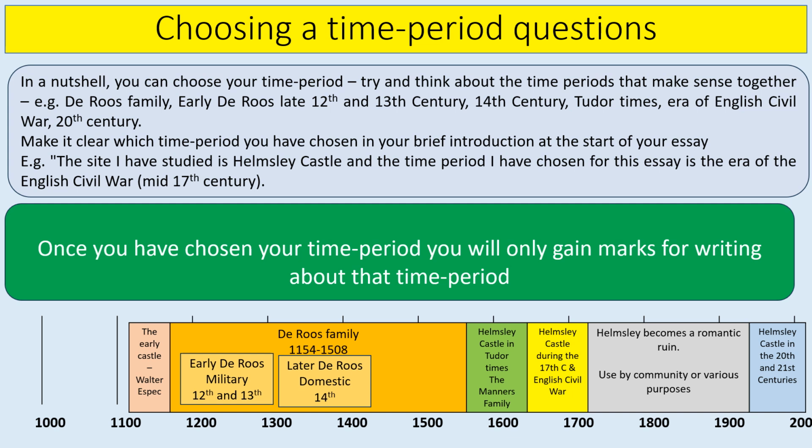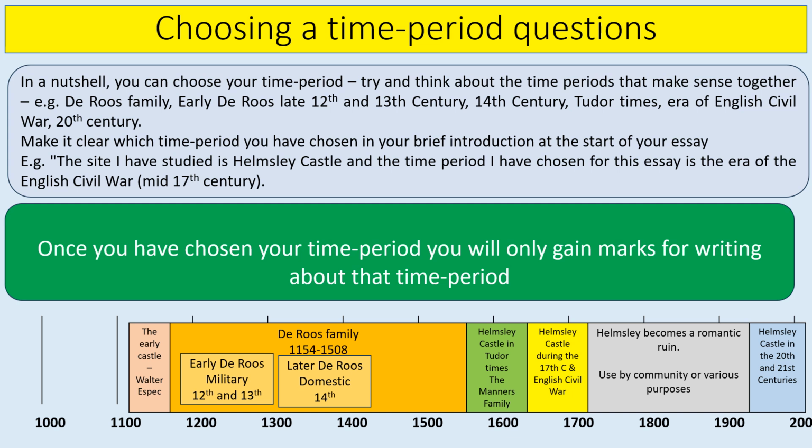But time periods that make sense for Helmsley Castle would be the De Roos family, early De Roos, late 12th and 13th century, 14th century, Tudor times, era of the English Civil War, and 20th century. I wouldn't do 1700 to 1900 because I don't think enough happens in that time period to really get a good essay out of it.